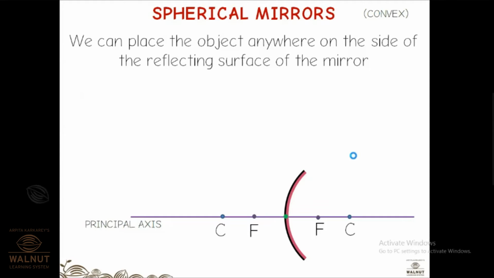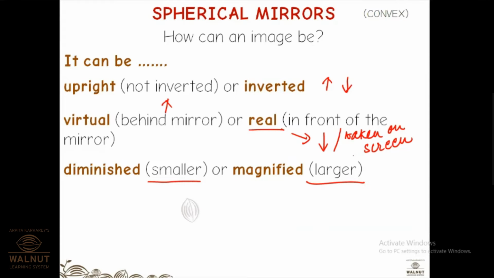So these are the qualities of images which you must know. It can be upright or inverted. Okay, upright is erect and inverted is upside down. It can be virtual, that is behind the mirror, or real, that is in front of the mirror. It can be diminished, means of smaller size, or it can be magnified, means of larger size.